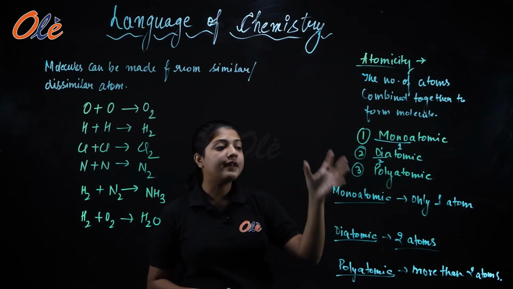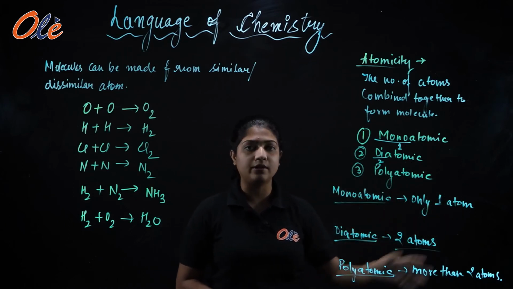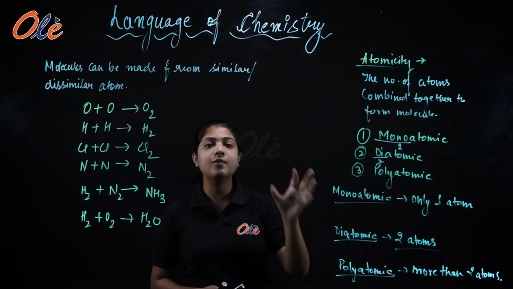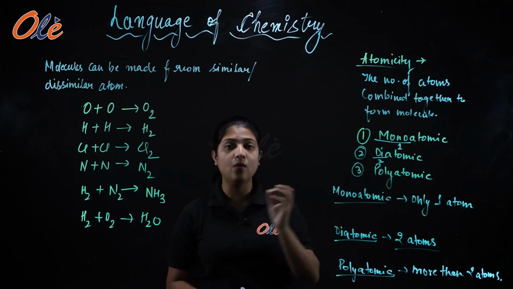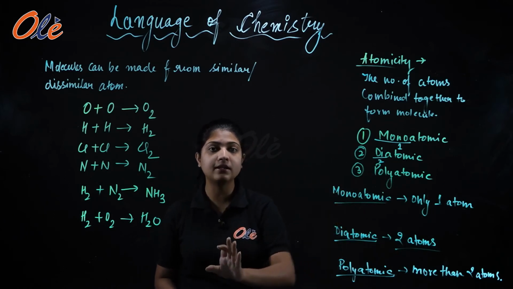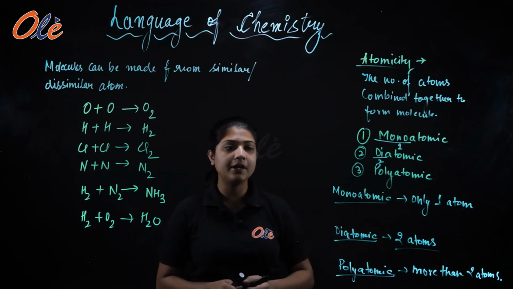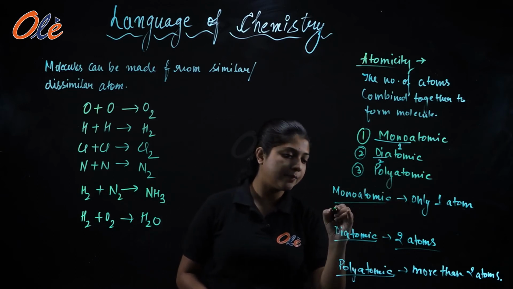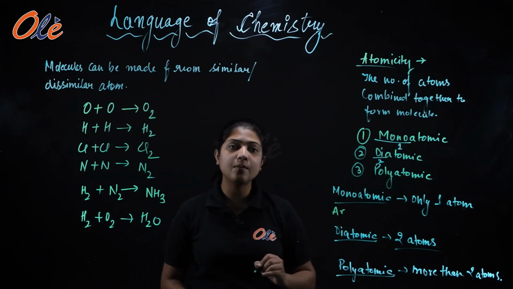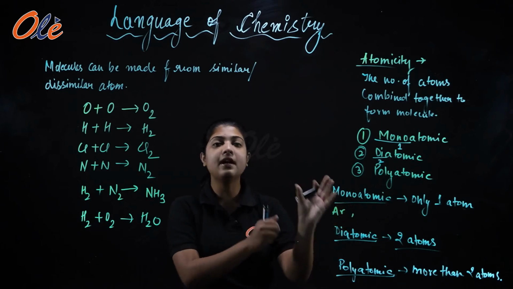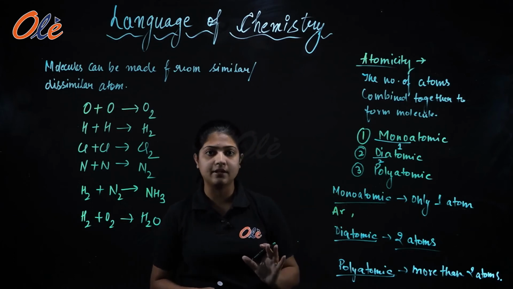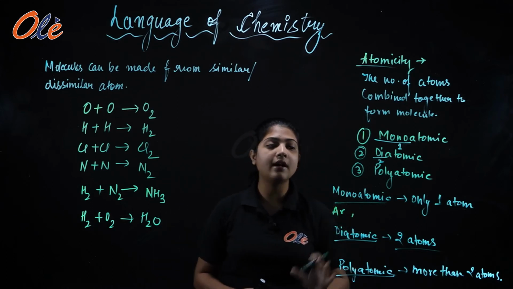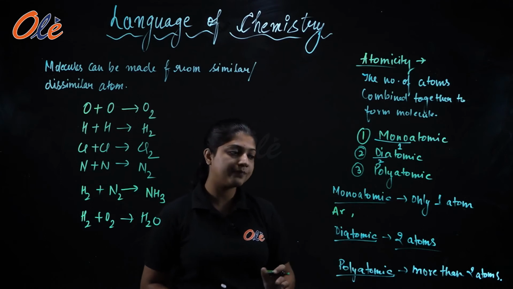Alright. So now about the monoatomic molecule. If we take the example of a monoatomic molecule, then I would like to say that all the noble gases as well as the metals are monoatomic molecules. For example, let us take argon, which is a noble gas. It is a single atom here, and it forms the molecule as well, right?